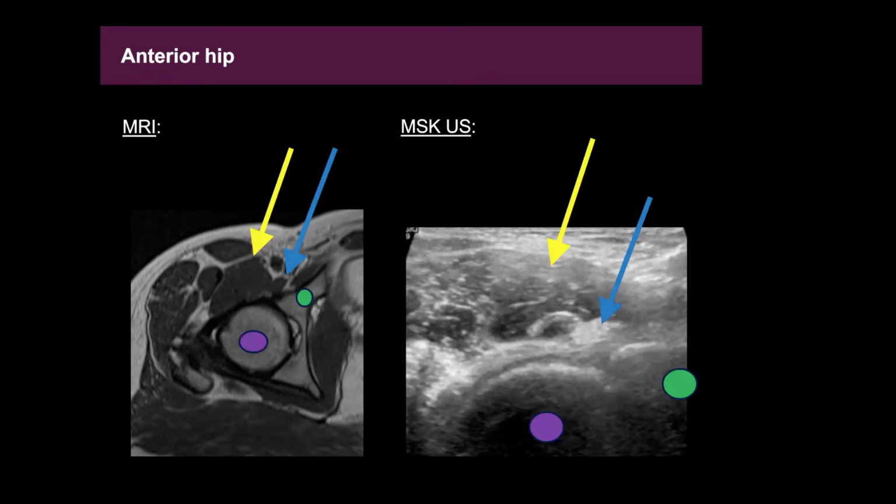If I were to put arrows, the green circle denotes the anterior acetabulum or the anterior acetabular wall. The purple circle denotes the round femoral head. You can see the blue arrow pointing to the hyperechoic psoas tendon, and the yellow arrow points to the iliacus muscle that's just adjacent to that psoas tendon.